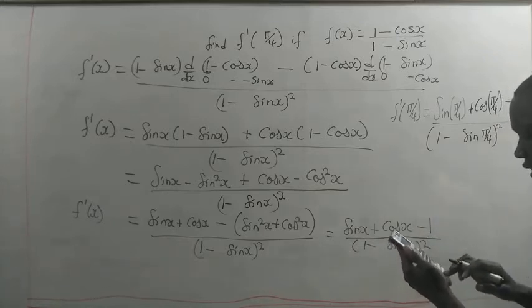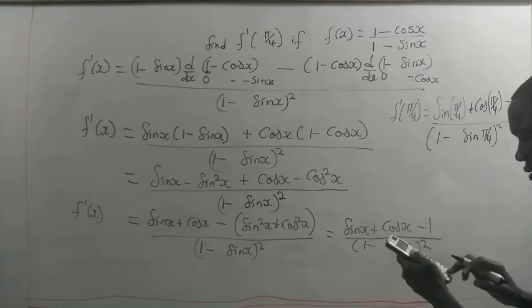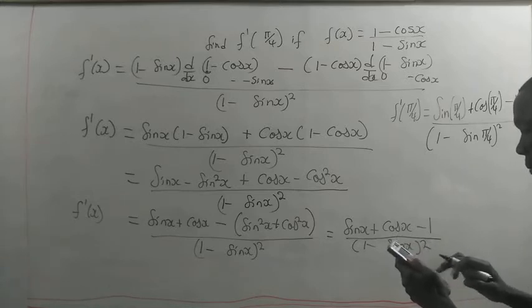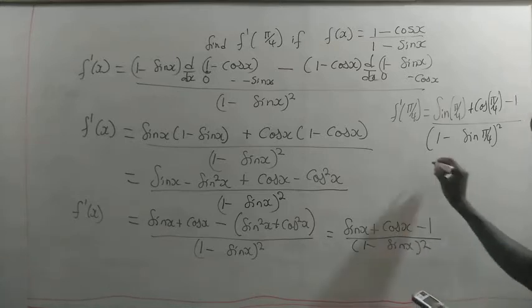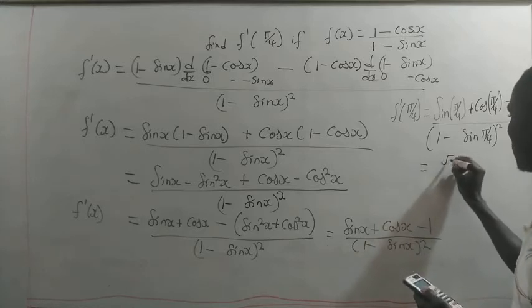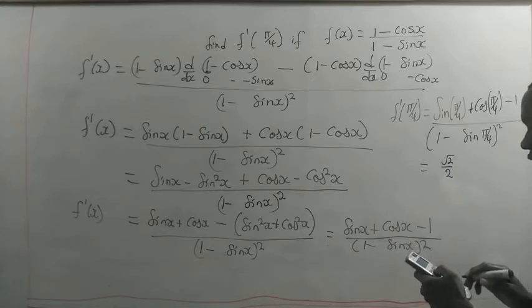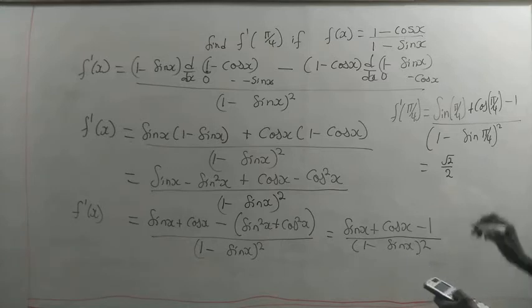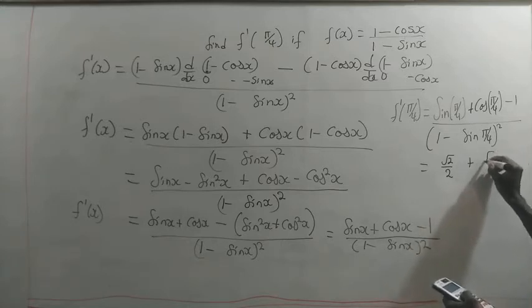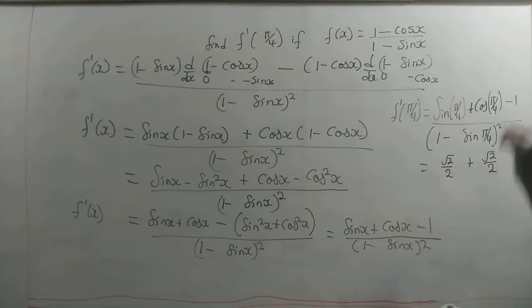So let me point sine of pi on 4. That will give us root 2 on 2. And cosine of pi on 4 will give us plus root 2 on 2. Okay, 180 divided by 4 is 45. So that's why we are getting the same thing.